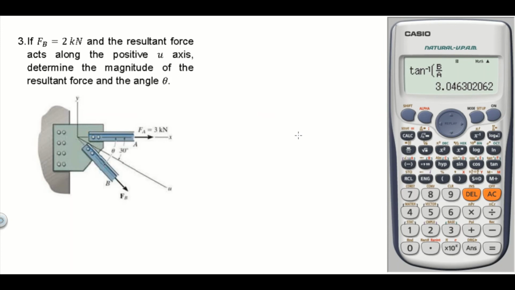Problem number 3, if FB is equal to 2 kilonewton, and the resultant force acts along the positive U axis, ito yung U axis, determine the magnitude of the resultant force and the angle theta. Ito yung theta. Okay?